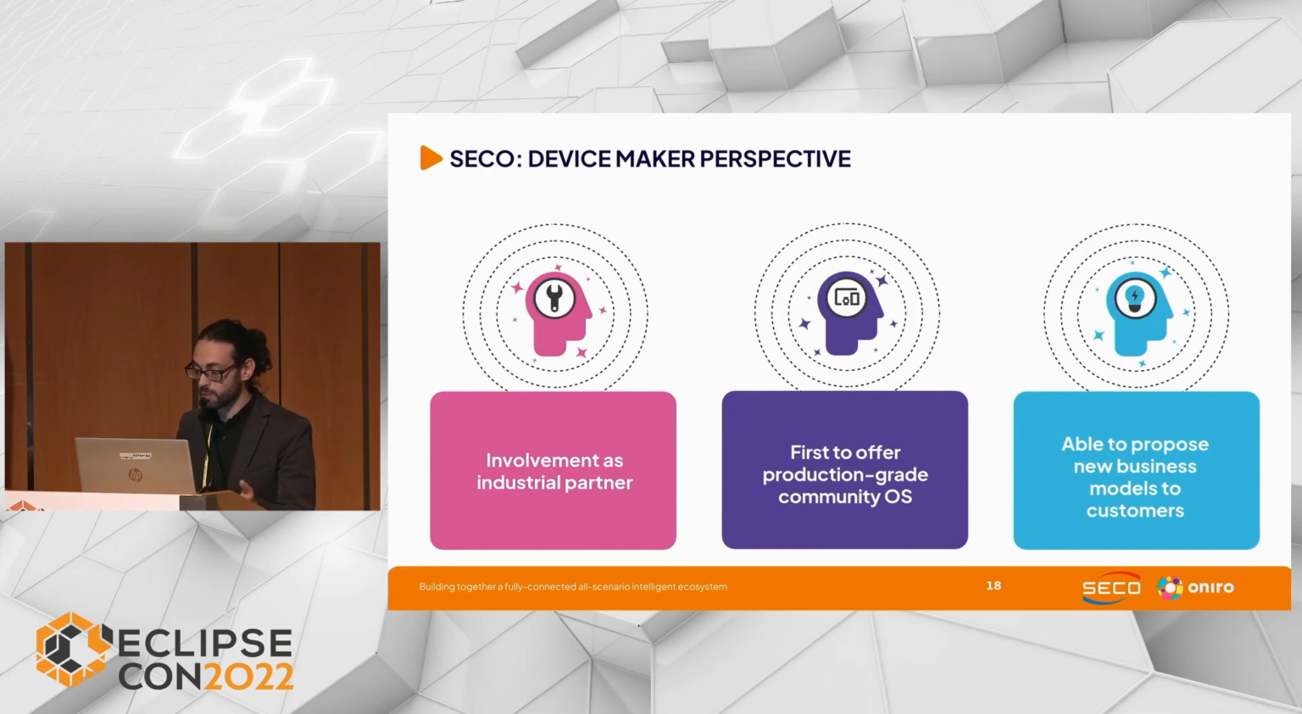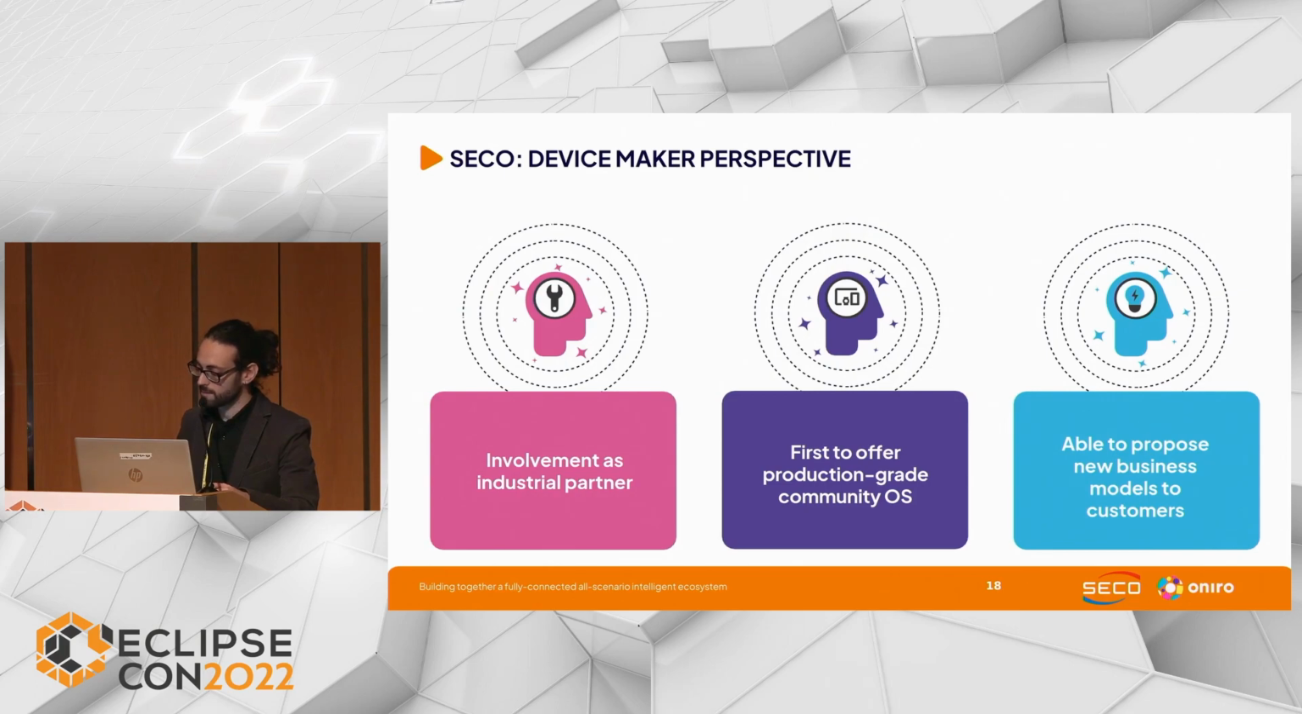And we can propose new business models to customers, because it's possible to enter new business models based on devices that communicate at the edge. Think of entering an ecosystem of IoT companies that use Oniro, and we can offer services that are built for Oniro, for example, that can interact with each other's appliances.